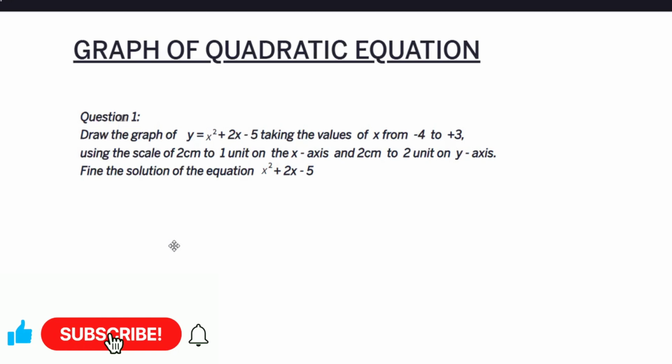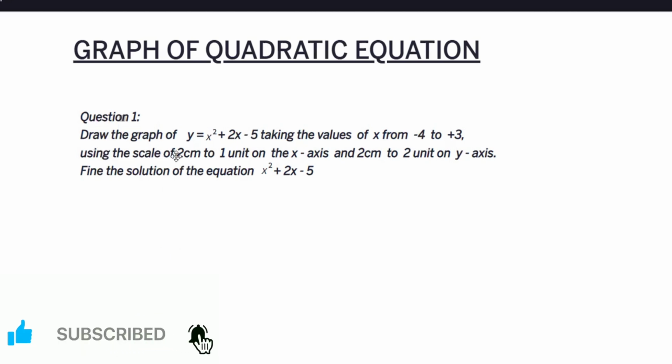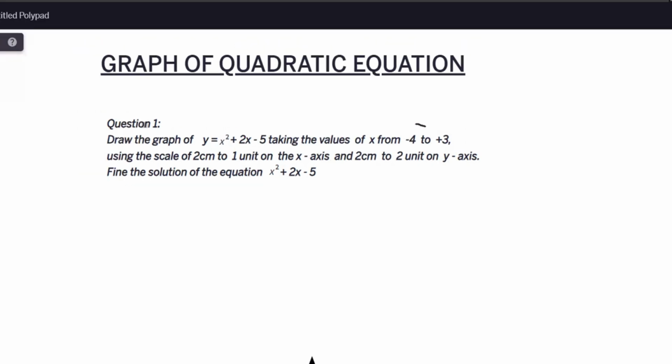So let's jump right into it. The question said we should draw a graph of x squared plus 2x minus 5. The values that we're looking at are basically minus 4 to positive 3. So these are the values that we're looking at.